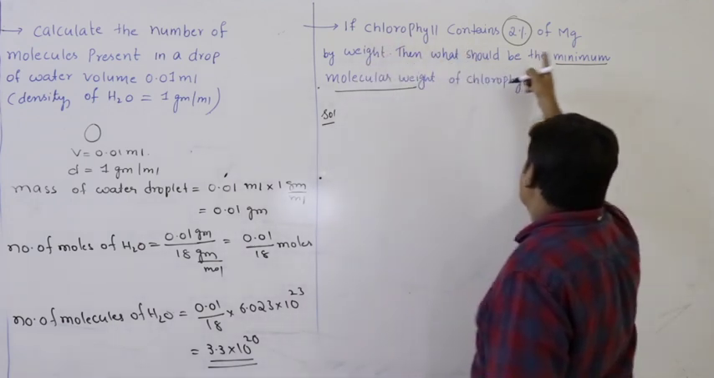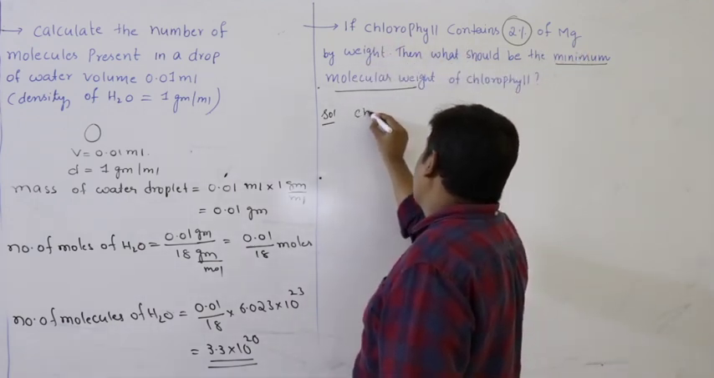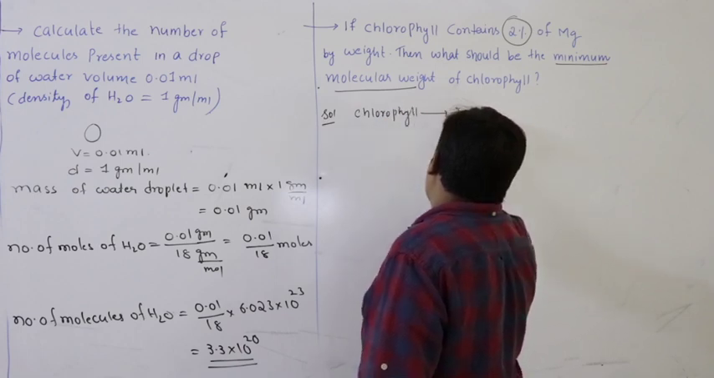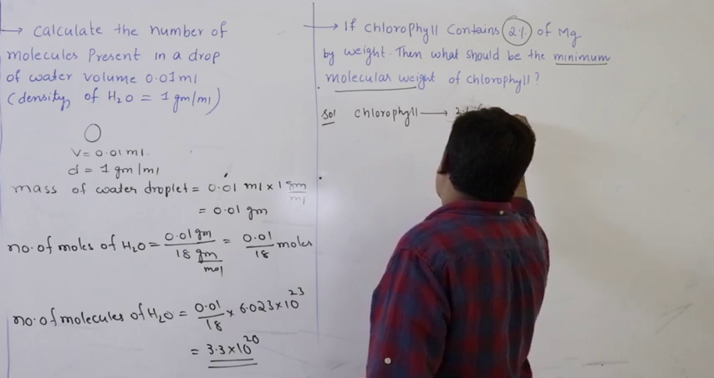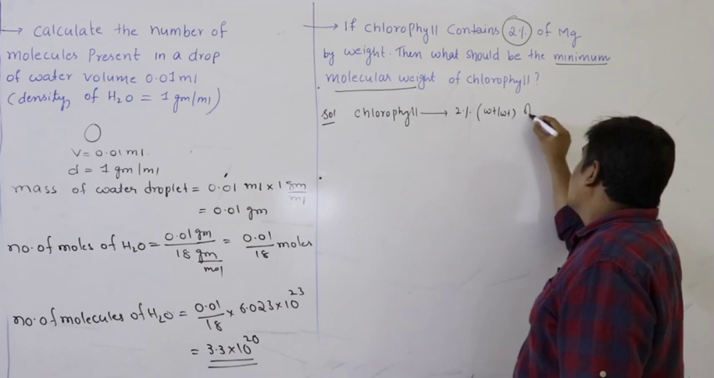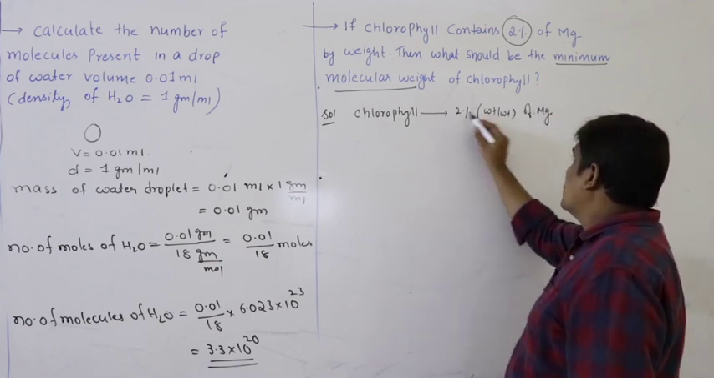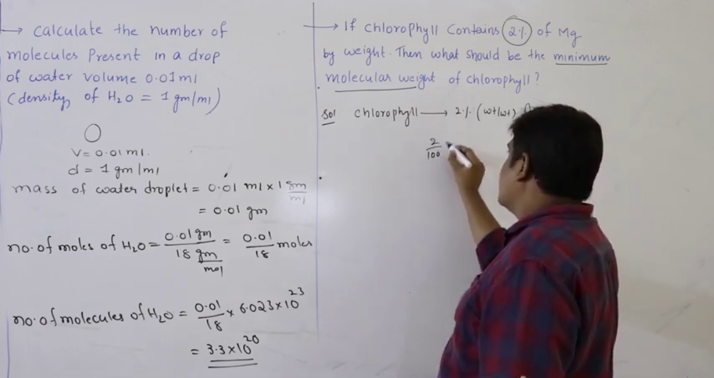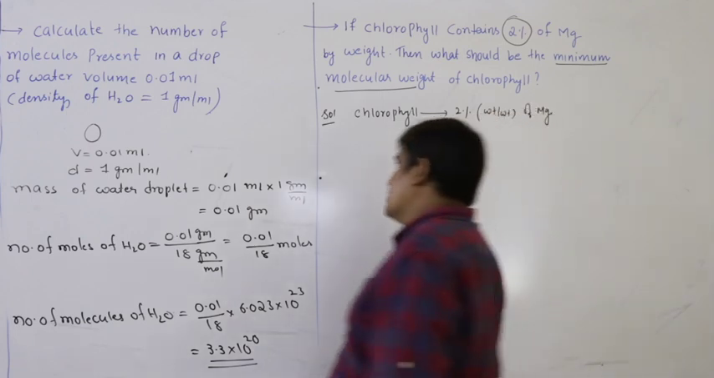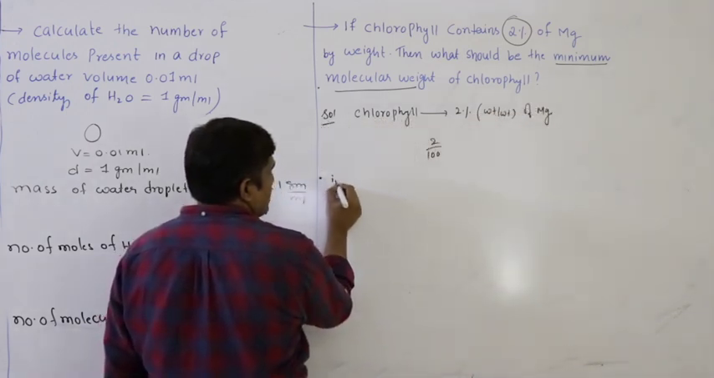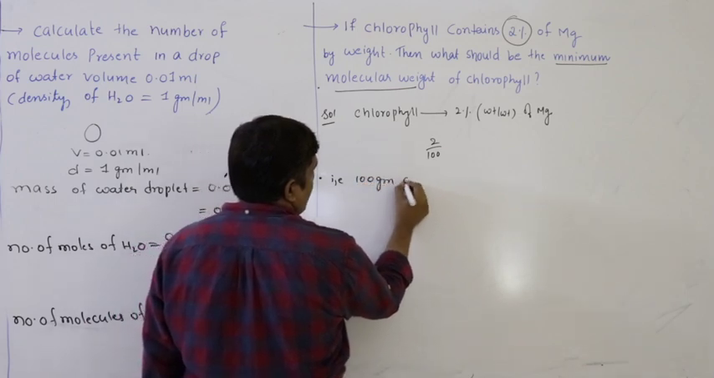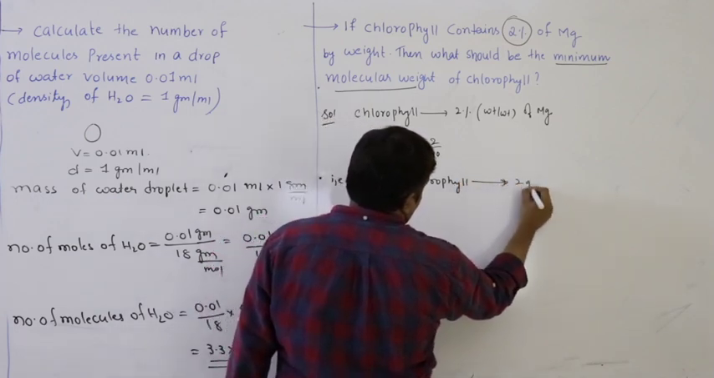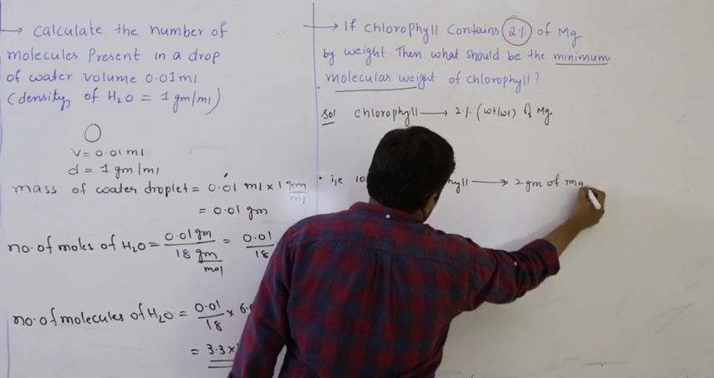So chlorophyll contains 2% of magnesium. Remember, this is weight by weight percentage if nothing is given. That means 2 grams, percentage means 100, so 2 by 100. 2 grams of magnesium per every 100 grams of chlorophyll. That is the meaning. So 100 grams of chlorophyll contains 2 grams of magnesium. Okay.